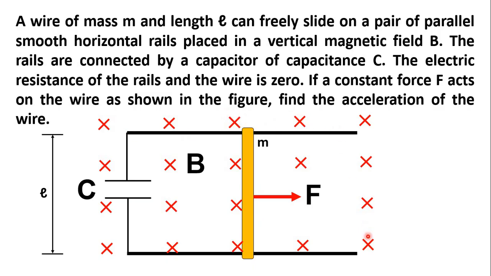So the rails are placed in the horizontal plane. Please understand, in this figure the rails, the rod and the capacitor are all in the horizontal plane. So the rod is moving in the horizontal plane, whereas this magnetic field B is perpendicular to the plane and vertically downwards. The rails are connected by a capacitor of capacitance C. The electrical resistance of the rails and the wire is 0, so everywhere resistance is 0. If a constant force F acts on the wire as shown in the figure, find the acceleration of the wire. So this force is constant, given in the question.